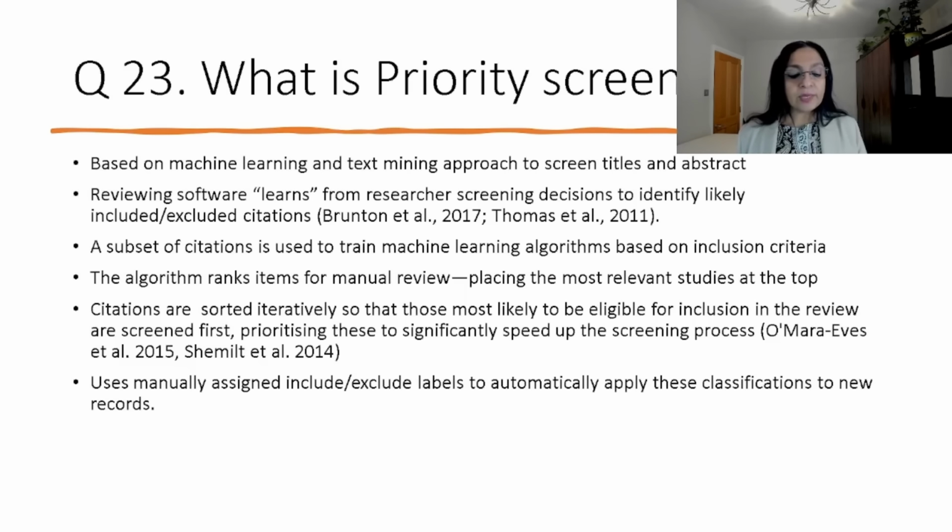So users manually assign include/exclude labels to automatically apply this classification to new records. This will improve the efficiency of the screening process, because once we get the relevant records on top of the list, we don't have to screen the full set of studies. We can decide on certain factors like baseline inclusion criteria, or based on the review team, we have to make certain decisions about when we can stop screening once we obtain most of the relevant records.